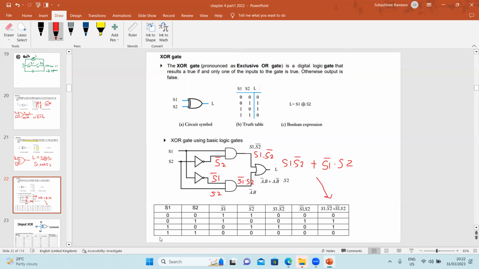Then look, if S1 is 0 and S2 is 0, opposite of S1 is 1, opposite of S2 is 1. So now what do we need? The first term, S1 dot S2 bar. S1 means 0, S2 bar means 1. 0 into 1, output will be 0. In the same way, we are going to fill the rest. Then here S1 bar dot S2. That means this one, S1 bar dot S2.